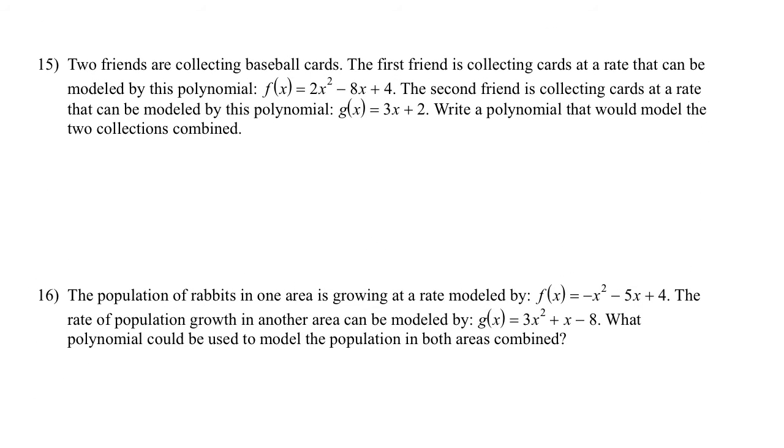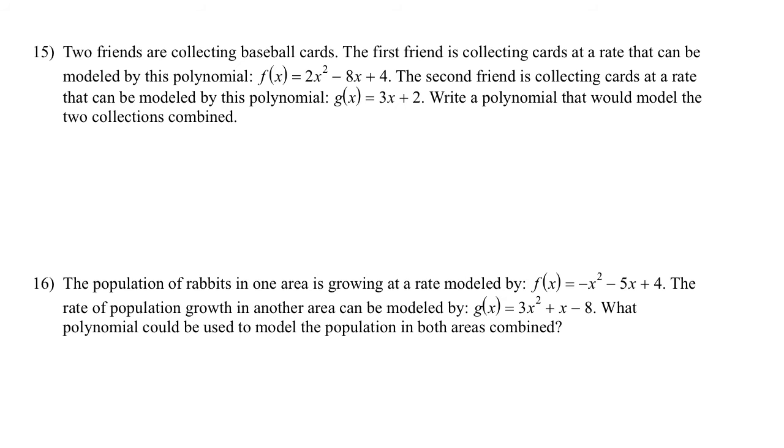These two, 15 and 16, 15, they're very much the same. It says 2 friends are collecting baseball cards. The first friend is collecting cards at a rate that can be modeled by this polynomial, and the second friend is collecting cards at a rate that can be modeled by this polynomial. Write a polynomial that would model the two collections combined. So if you're combining two collections, you're simply going to add them. So we're just going to take f of x plus g of x. You're just going to add the two functions together and then combine any like terms. That's all you're doing. So combine the like terms and then you got your answer. Same with 16.